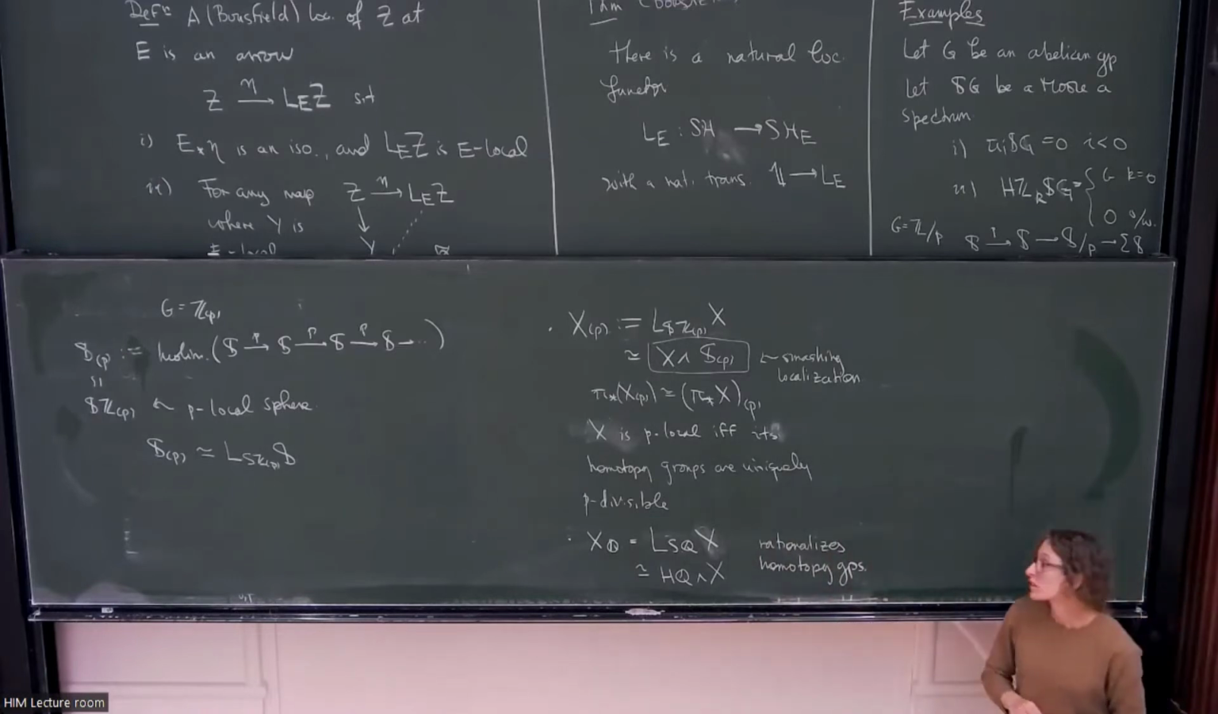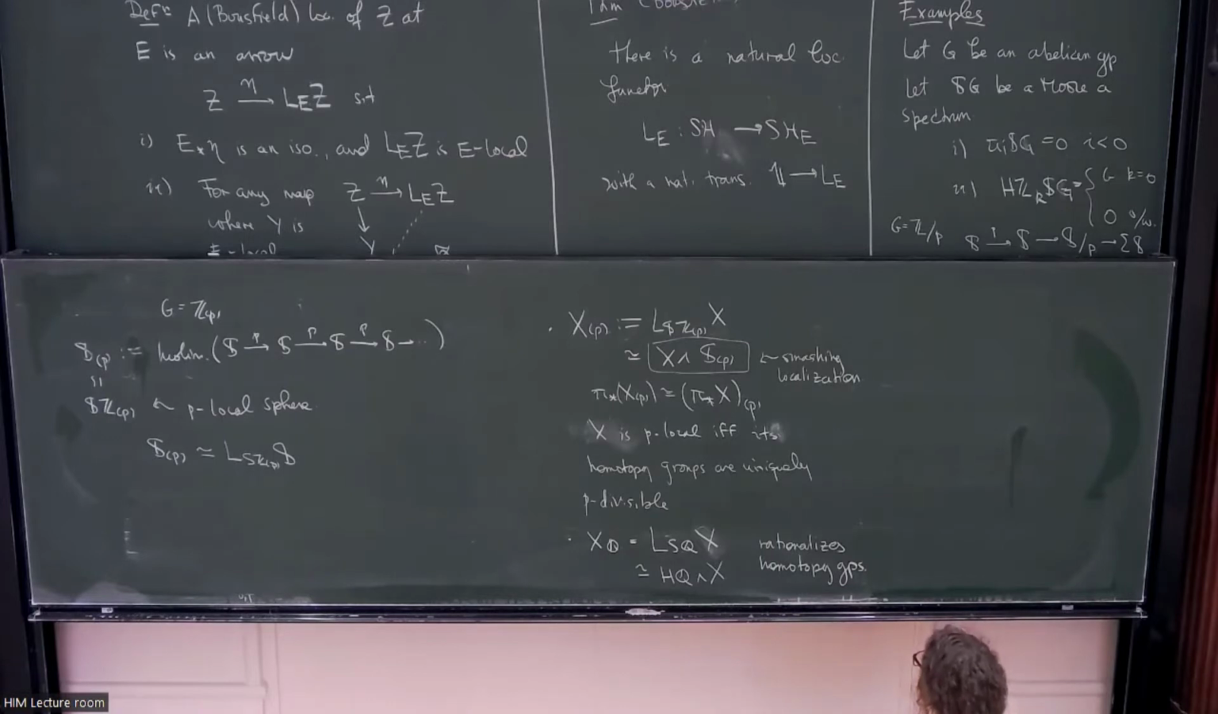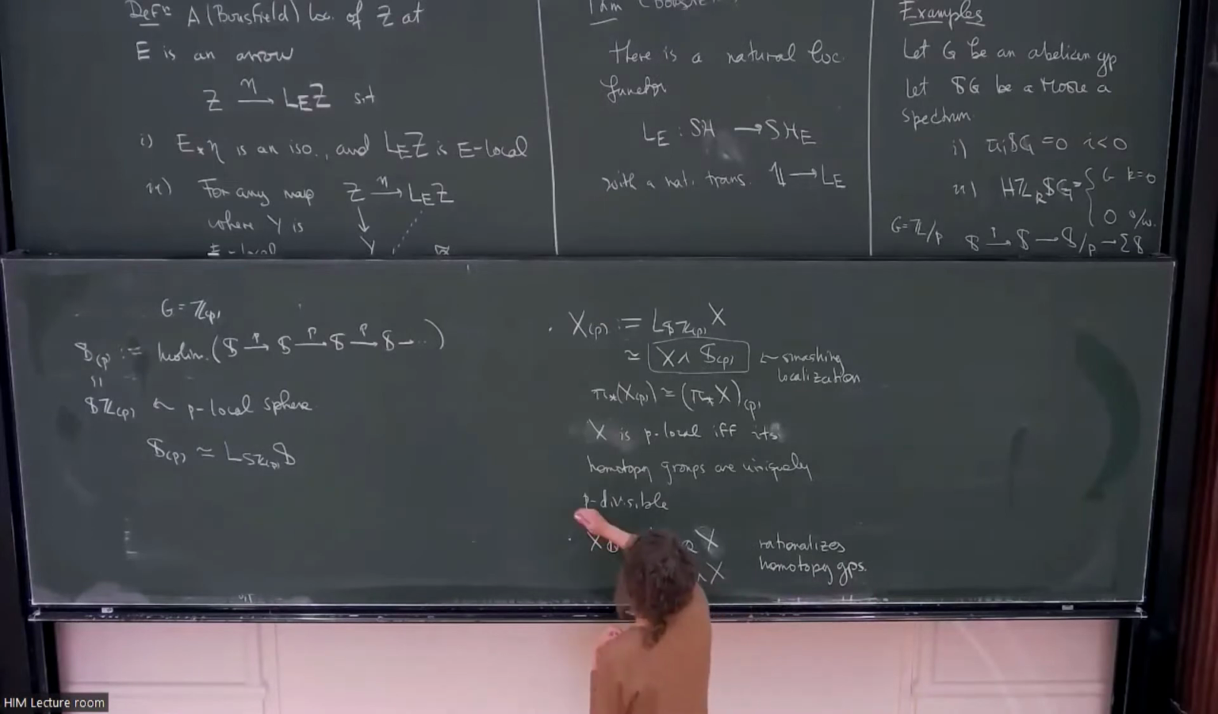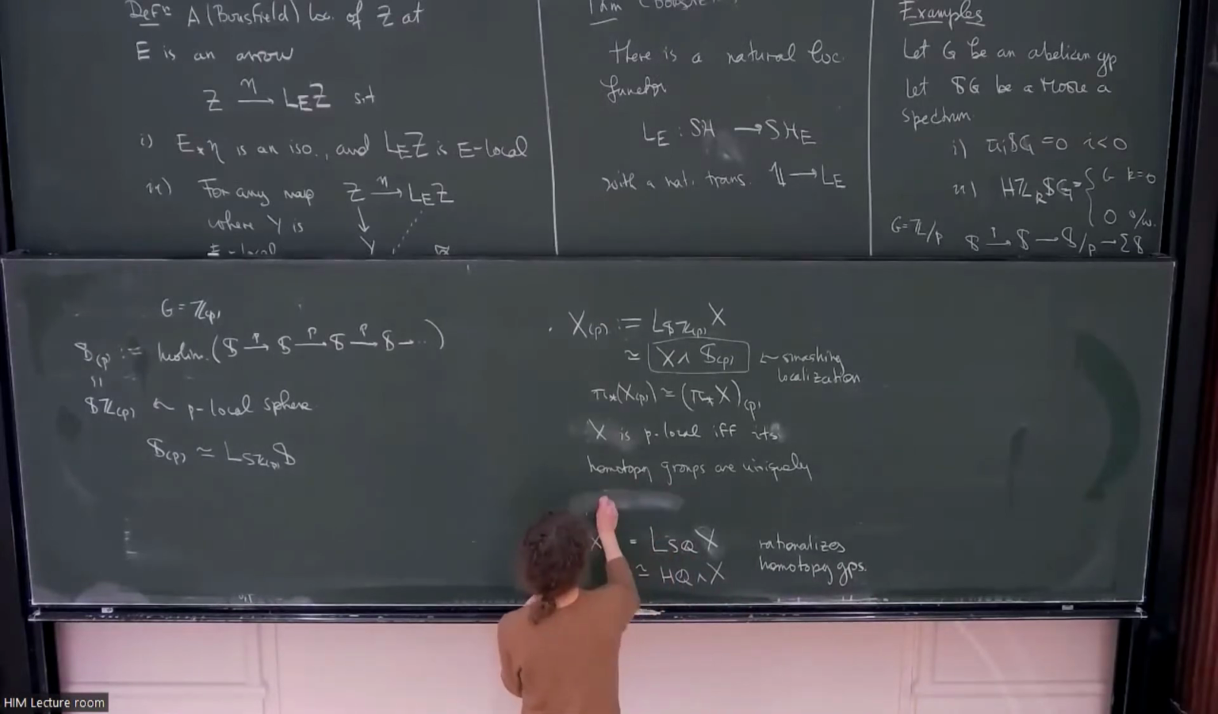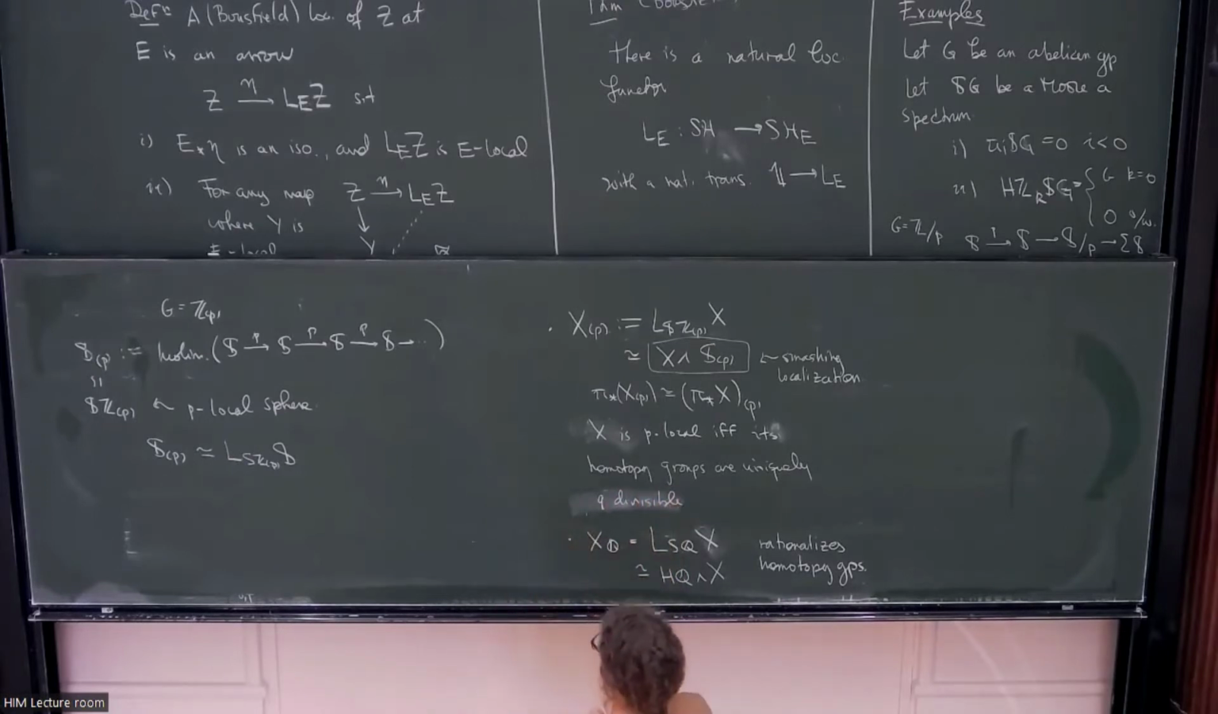So X is P local, you need to be divisible for Q not equal to P. Oh yeah, sorry. Maybe you made a different definition of localized at P. You want to invert all the other primes? Exactly, yeah, that's what I wanted to do. Thank you. Good.